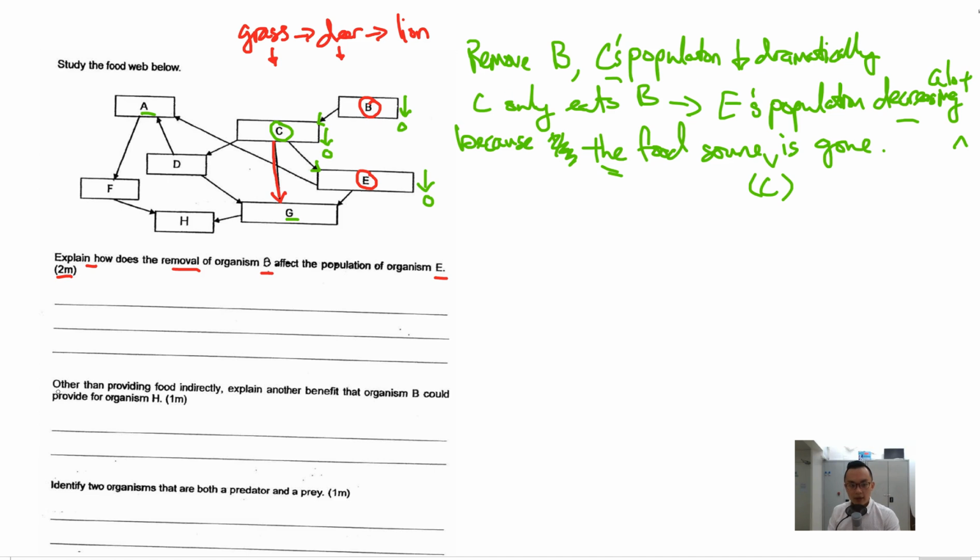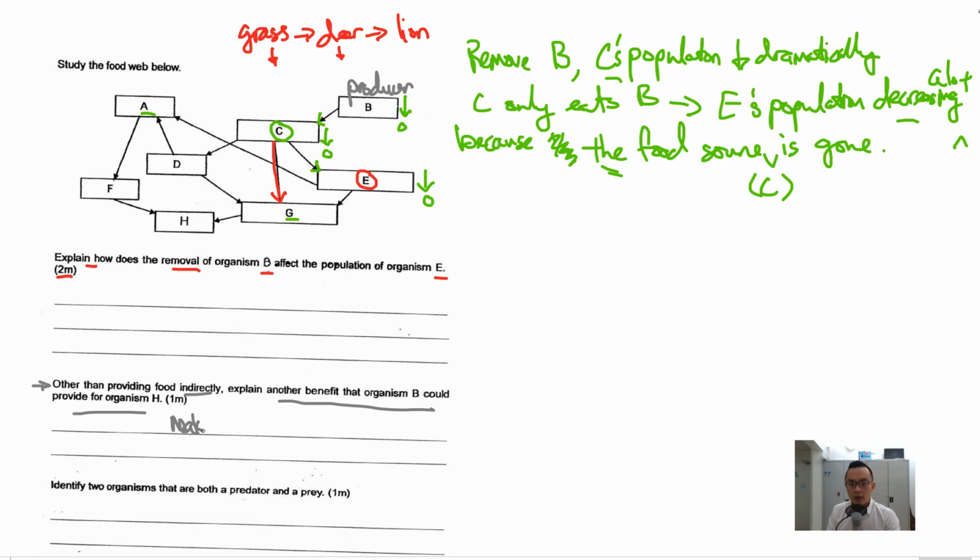Okay, so let's look at the next question. Other than providing food indirectly, explain another benefit that organism B could provide for organism H. If you look at B, you need to notice that there is only one arrow pointing out. Therefore, this is a food producer.